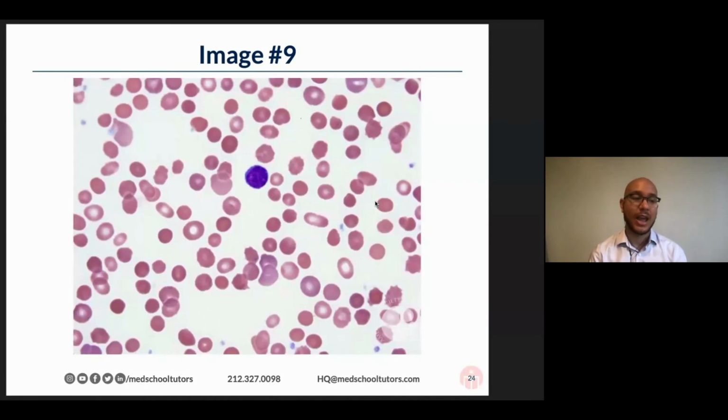Excellent. And as everyone has been pointing out, there's two main abnormalities. One of them is really common in this image. The other one's a bit of a subtle finding. The one that's more plentiful in this image are spherocytes. Spherocytes, absolutely. And folks have even been putting in some causes of spherocytes.